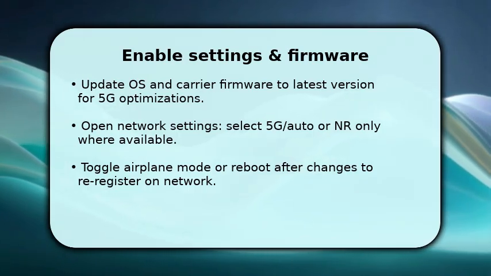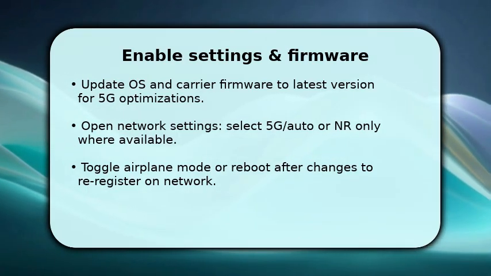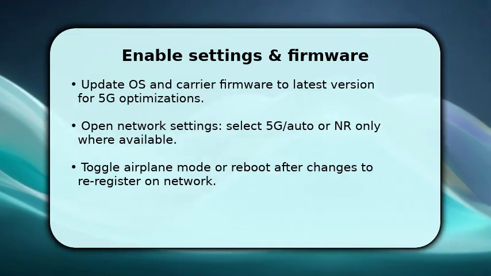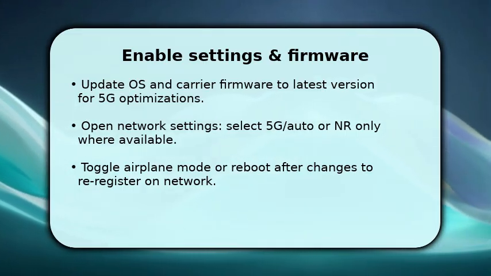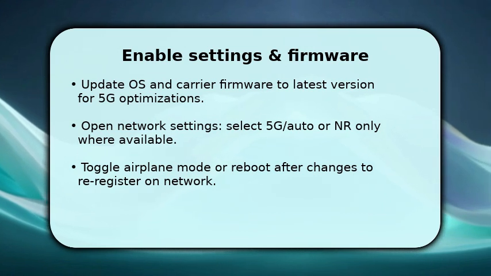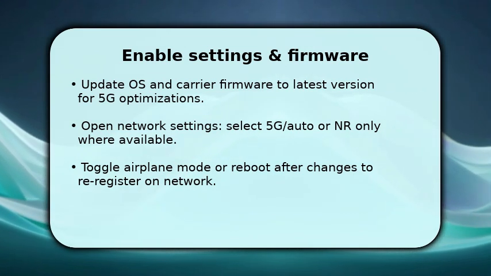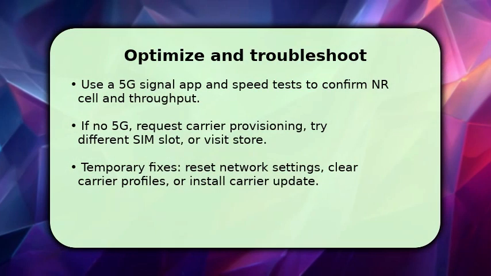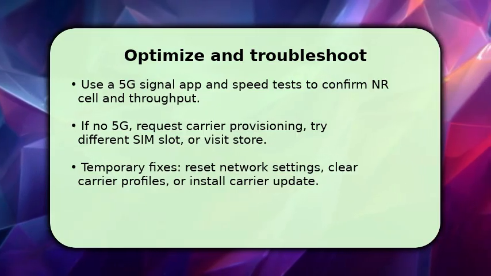Once changed, toggle airplane mode or reboot to force the modem to re-register. This step often resolves band selection issues. Make sure to monitor signal icons and speed tests to verify you're actually attached to 5G rather than a 4G fallback. To finish, optimize placement and confirm connectivity.